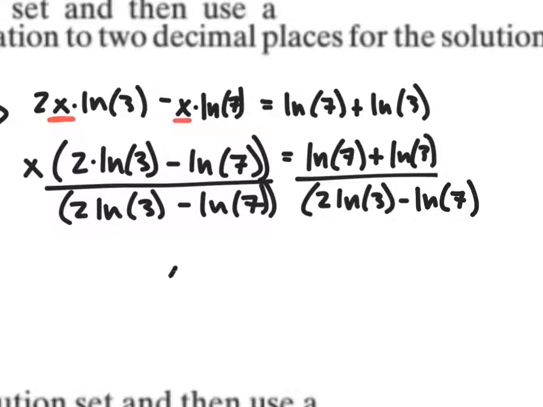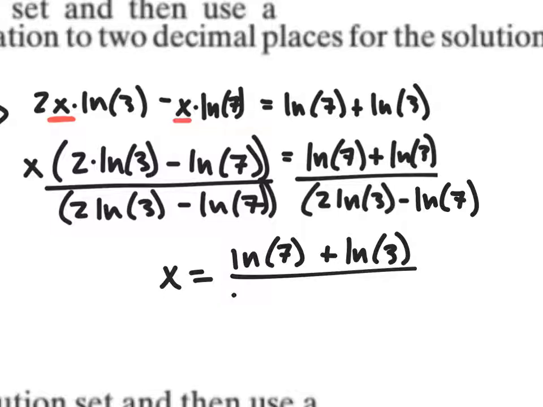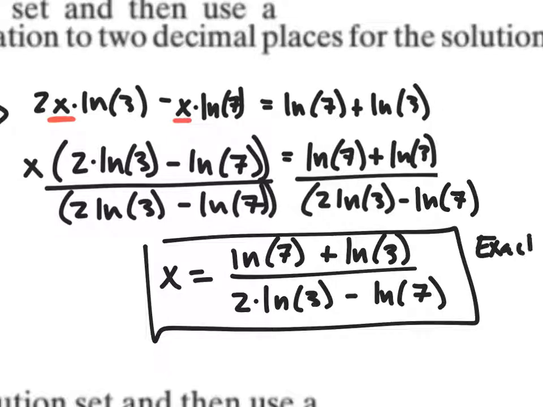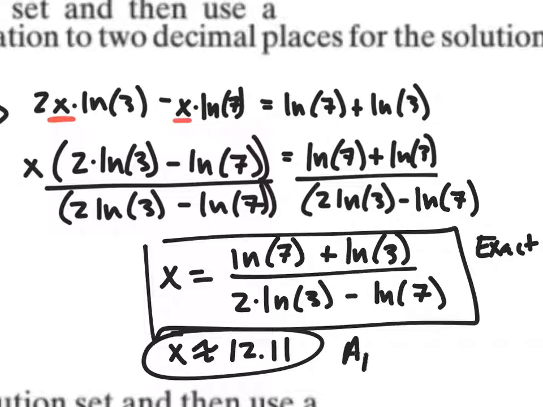So here's what I get. I get that x is equal to the natural log of 7 plus the natural log of 3 all over 2 times the natural log of 3 minus the natural log of 7. Yuck. Okay, that's our value. But what I want to do is plug that into the calculator. This is your exact answer, okay, but your approximate answer would be 12.11. All right, that one's really tricky.